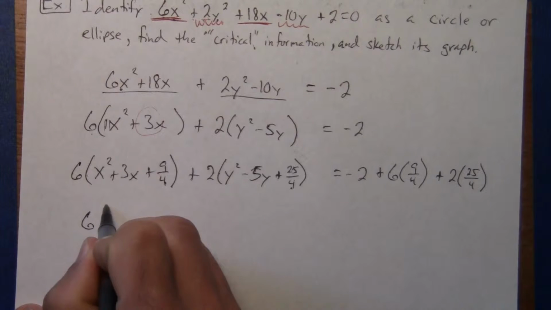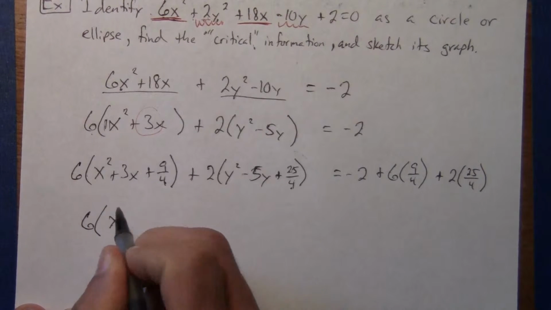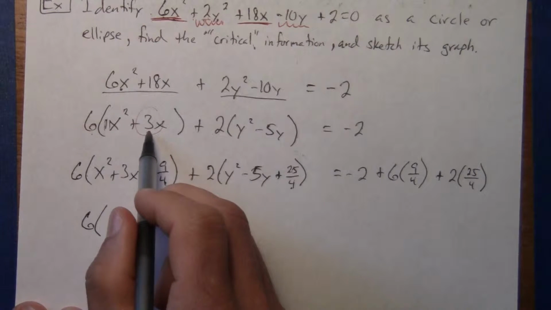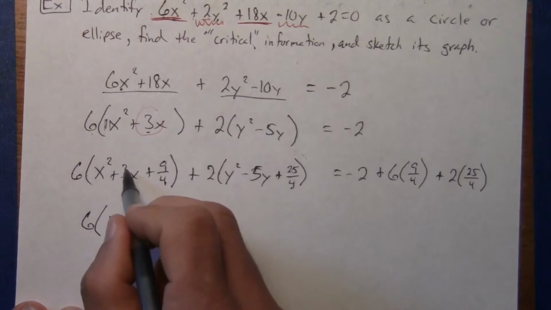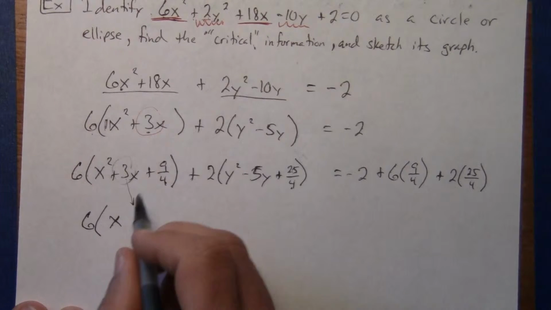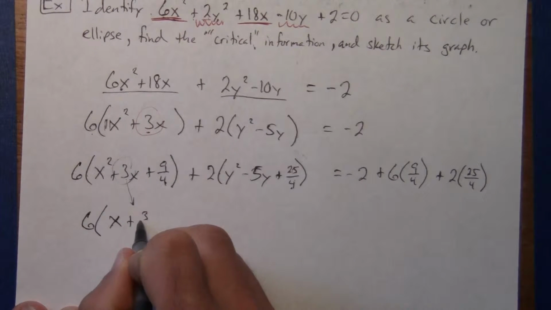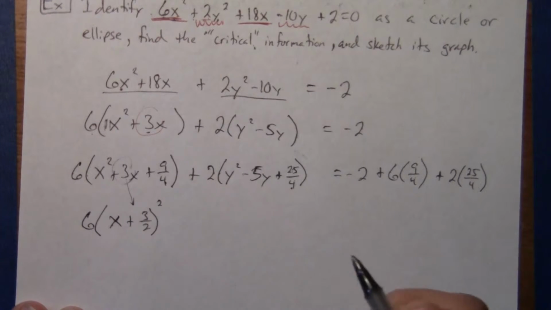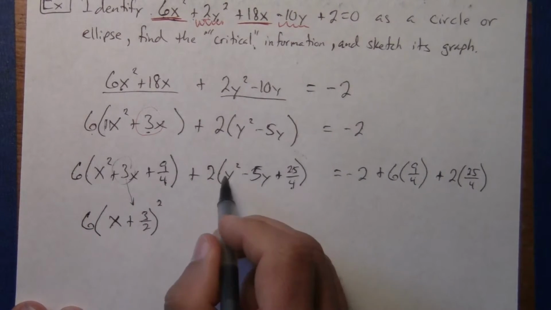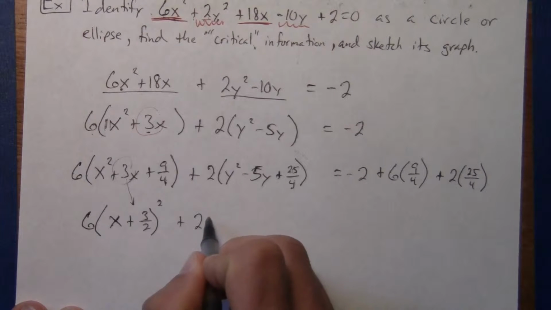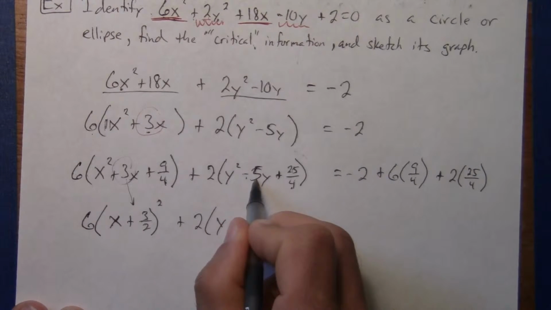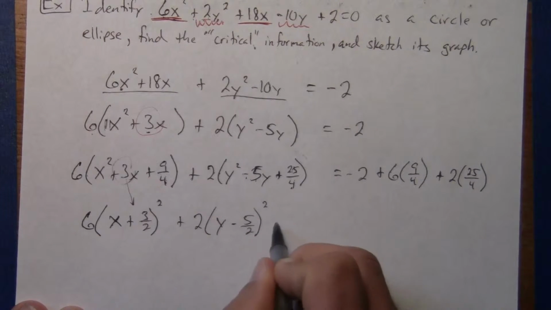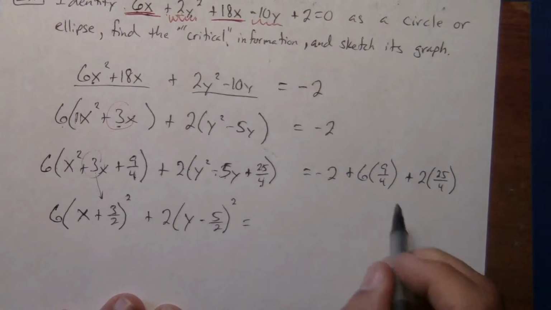So I have 6 times, remember there was a couple ways you could remember to do it. It was what number did you square? I squared 3 over 2, or just take half of the b value and put it in here. Pay attention to the sign. It's going to be x plus 3 over 2 squared. And if you FOILed that out, sure enough, that would give me 9 over 4 in the back. Same thing here. It's plus 2 times y minus 5 over 2, it's half of that number, squared, is equal to, now I just need to simplify this a little bit more.